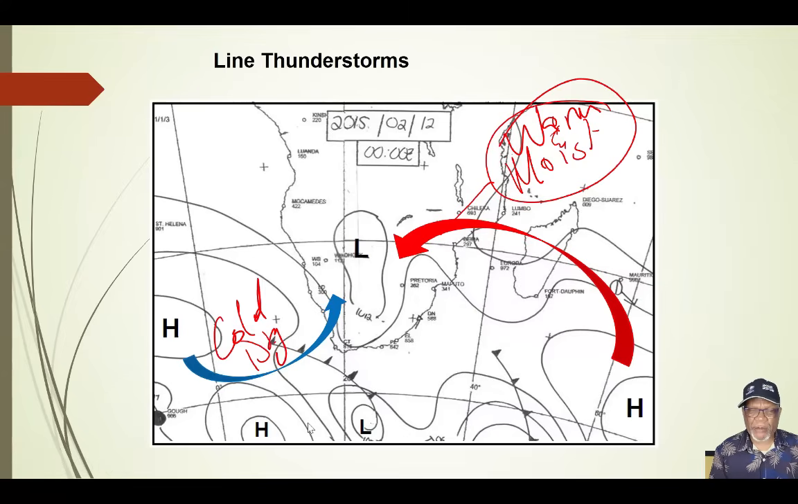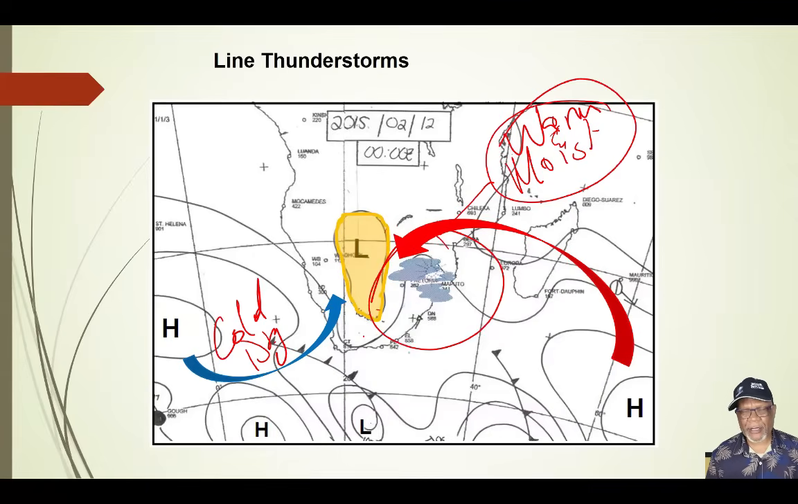Now, because of the two air masses that are blowing towards each other, this one, which is colder and drier, is going to undercut this warm air, and this warm air is going to rise rapidly. And as it rises rapidly, condensation is going to take place, and we're going to have what you see here, line thunderstorm.